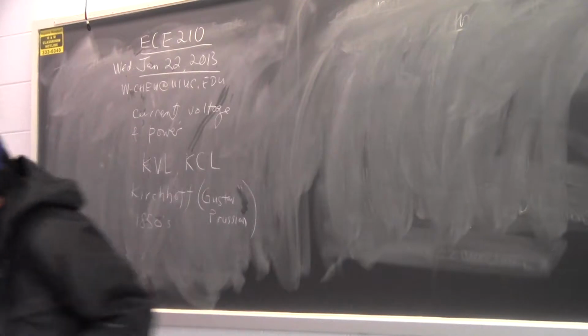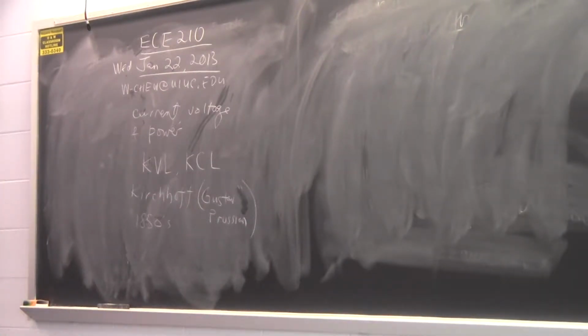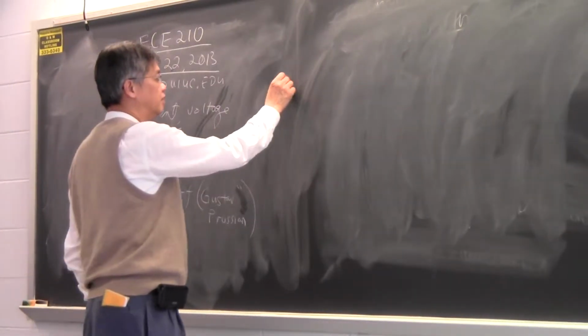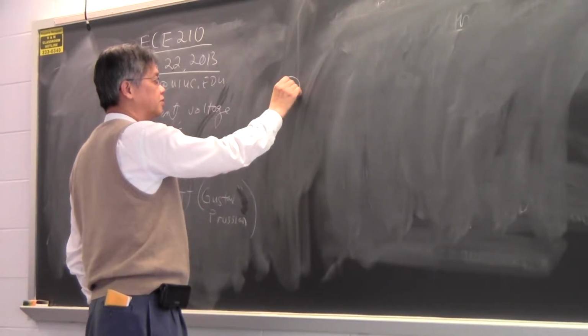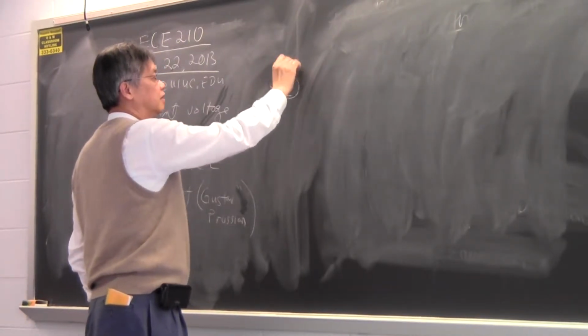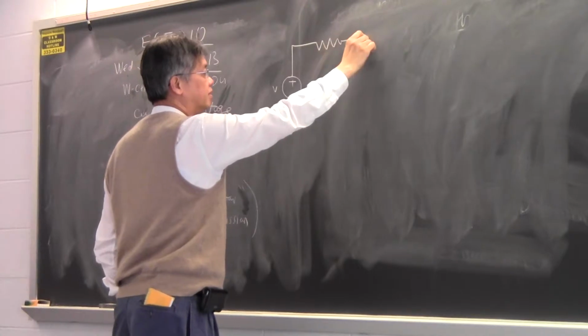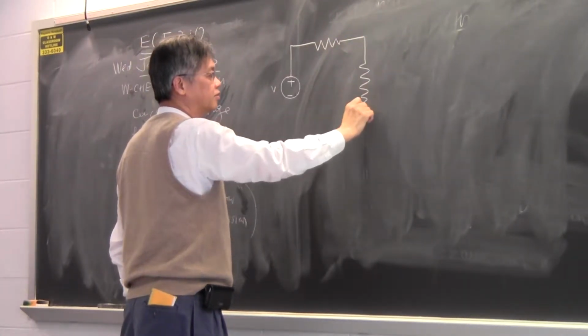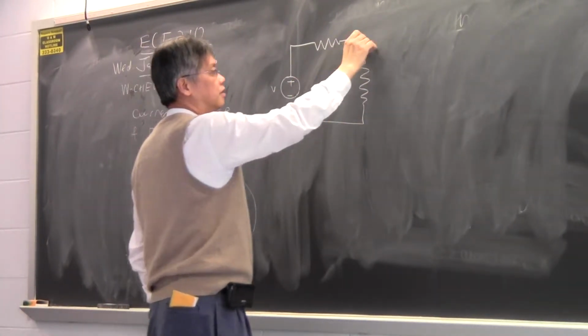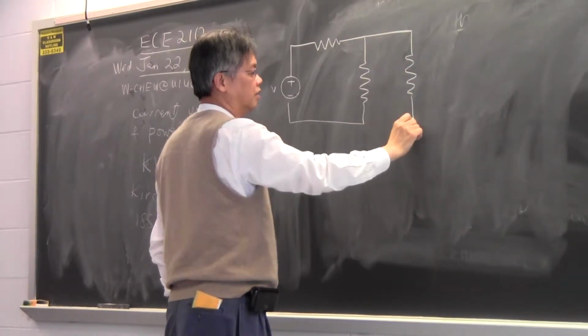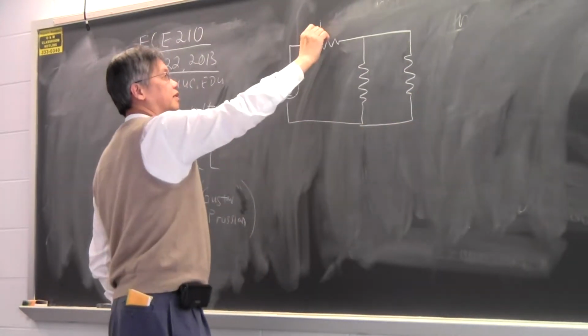Okay, and we learned about KVL. KVL is just a statement that the potential drop around a loop is always equal to 0. Very much like what you have in the gravitational field. So if you have a voltage source, and if you have resistors, maybe we can just talk about resistors first. And all of us know what resistors are.